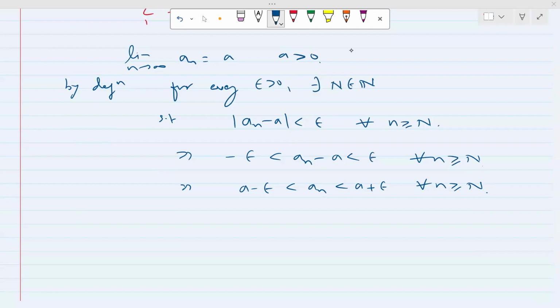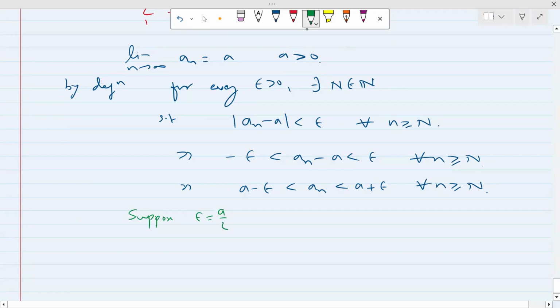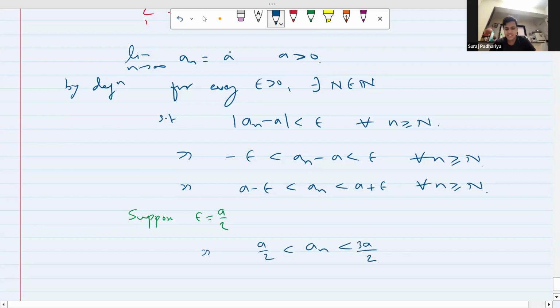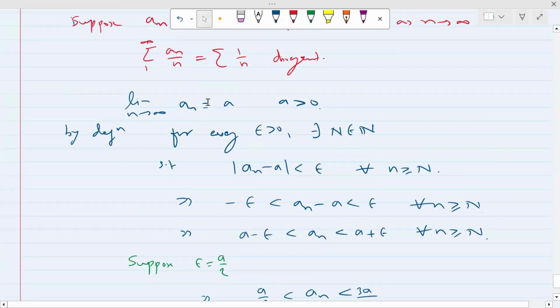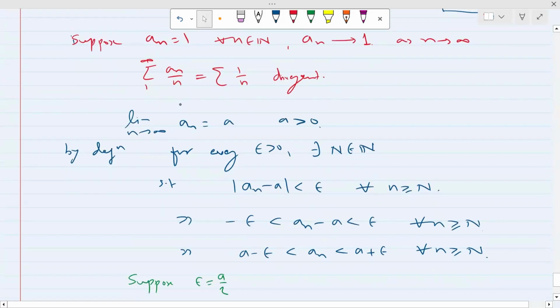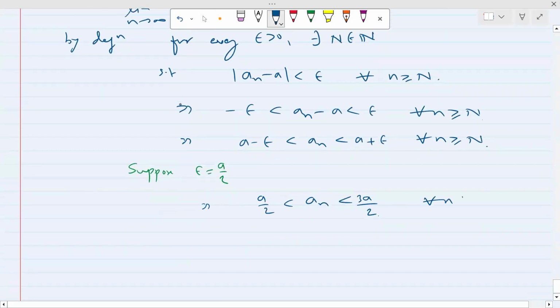So a is positive. Suppose I choose epsilon, I can choose anything. Suppose epsilon is equal to a by 2. So what am I going to get? a by 2 less than an less than 3a by 2. And now you generate the sequence we are talking about, an by n. Now you divide by n throughout. What are you going to get? a by 2n less than an by n less than 3a by 2n.